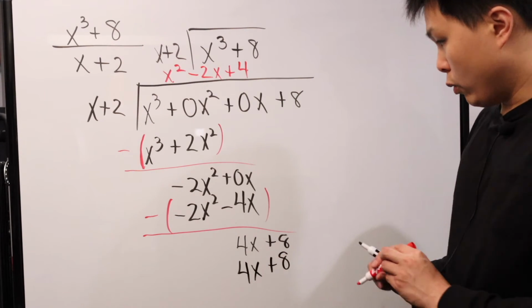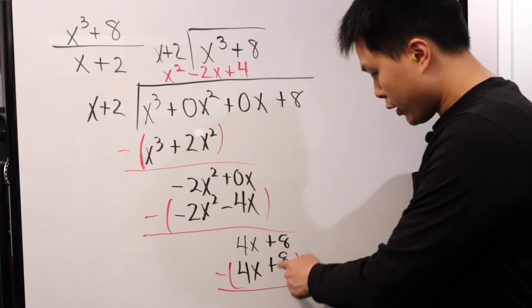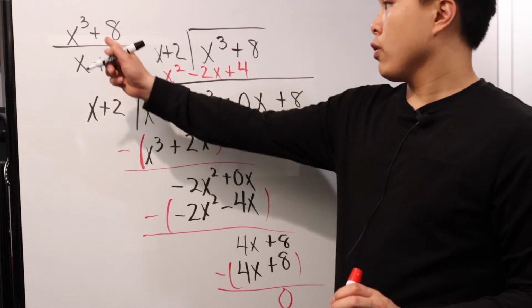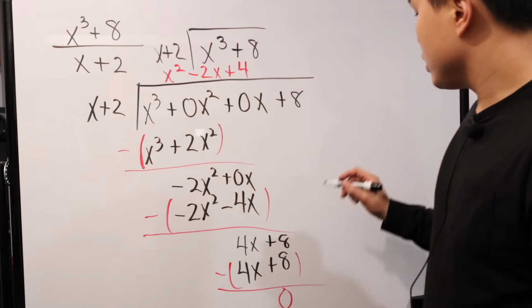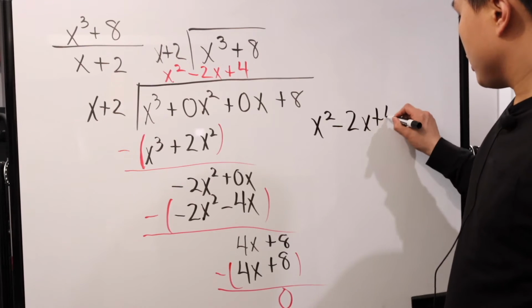Cool. And then once again, we subtract. Luckily for us, this goes away, so that's 0. That means there's no remainder. That means our final answer from this divided by x plus 2 is just x squared minus 2x plus 4.